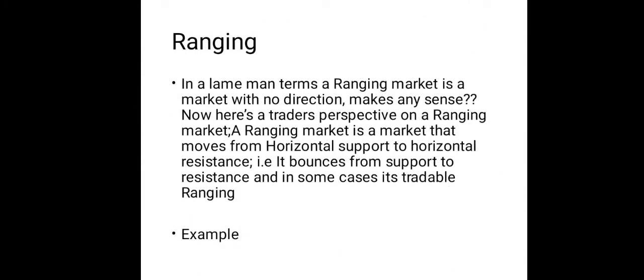Now let's move to our next market structure. In layman's terms, a ranging market is a market with no direction. That doesn't really make any sense. Now, a ranging market is a market that moves from horizontal support to horizontal resistance. That is, it bounces from support to resistance, and in some cases, it's actually tradable.